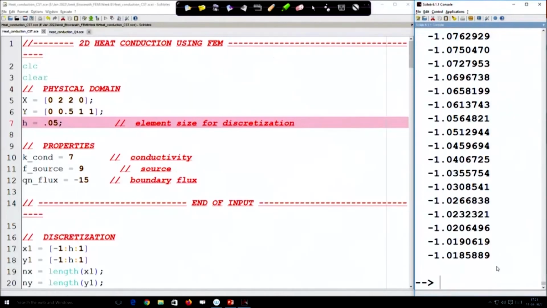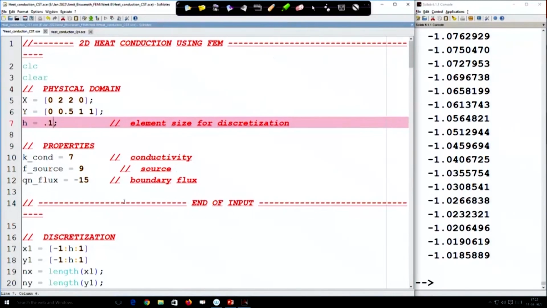Suppose we don't know the true solution of this problem. We kept on increasing the number of elements, or reducing the size of the element. Now we have reached a point where further refinement, this is called mesh refinement, will not change the result much. If we reach that point, we say that this is a converged result. So we have obtained the converged result with h equal to 0.1.